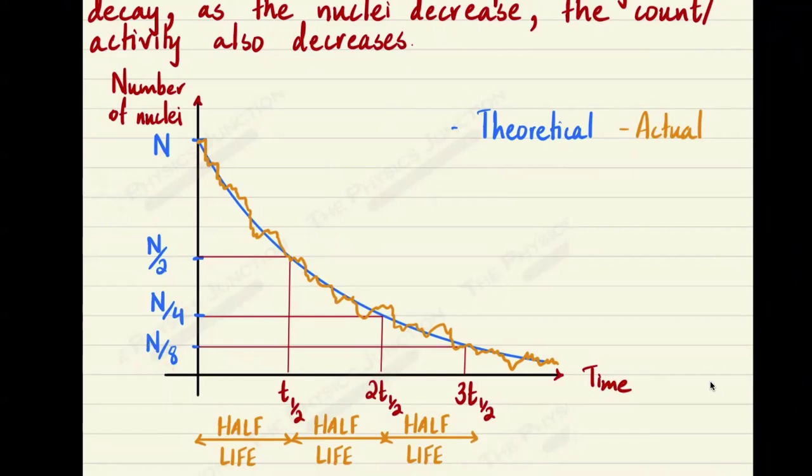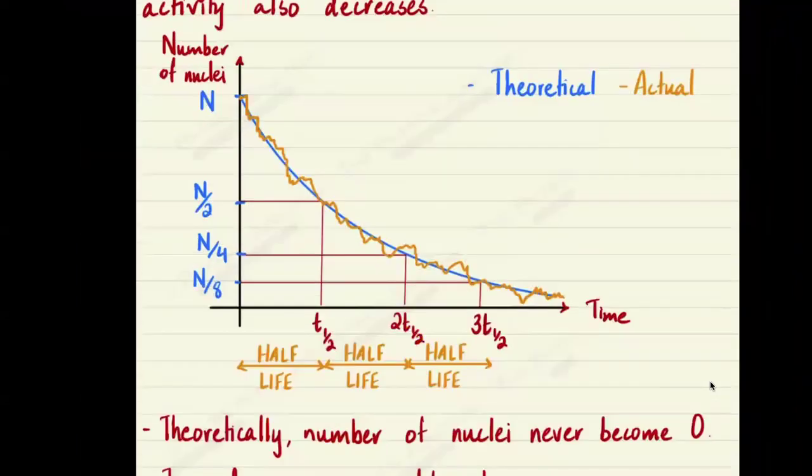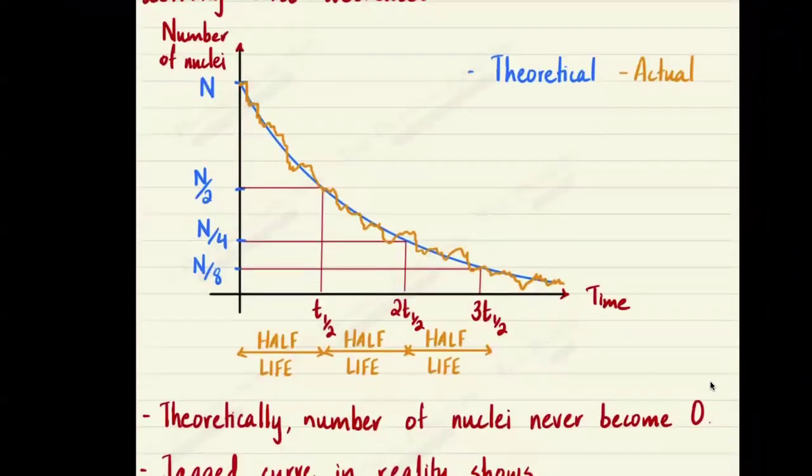So you can see in the first half-life, the number of nuclei decreased by a lot, but in subsequent half-lives, you can see that it decreases by less and less amounts. And the simple reasoning for this, as the number of nuclei decreases, the activity or the rate at which decay happens also decreases. So that's the idea here. And theoretically, the number of nuclei never becomes zero. That's just how the theoretical aspect of this works out.